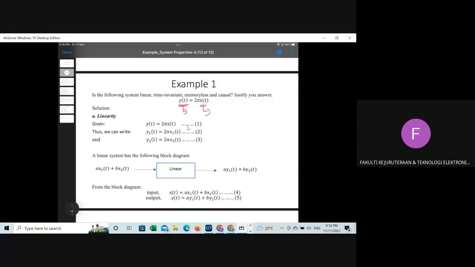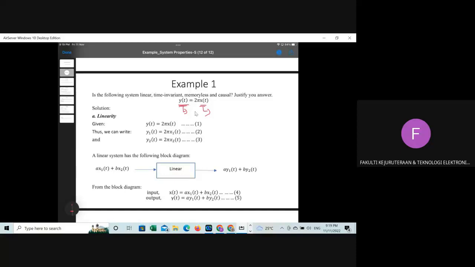I'm not sure, if you check the textbook, they may have different methods. But the most important thing is that I want to know whether the system is linear or not. This is what I understand, the methods for how to determine whether the system is linear or not, time invariant or not, memoryless, causal. So first we check the linearity.